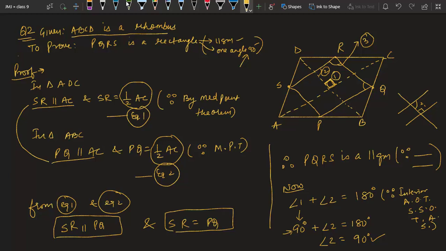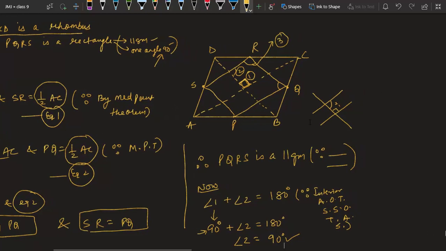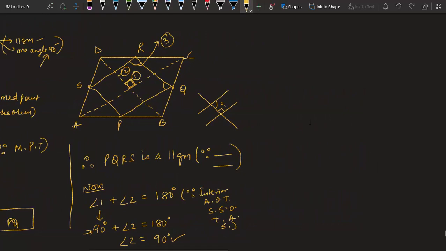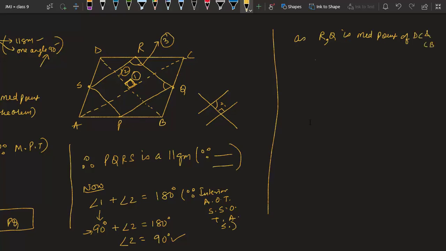Now last step, we want to reach from 2 to 3, and as soon as we prove that, we are done. So same case, you can observe as R, Q are also midpoints, we can say R, Q are midpoints of DC and CB respectively. We can say RQ line is also parallel to DB.